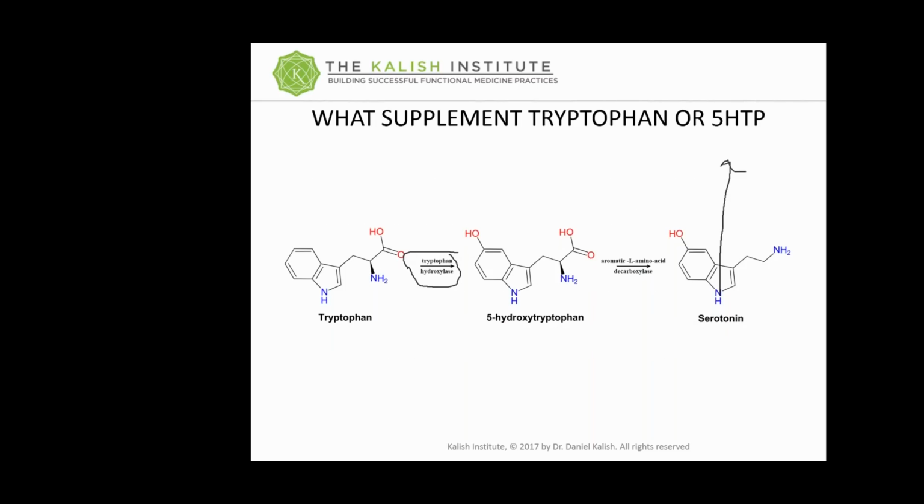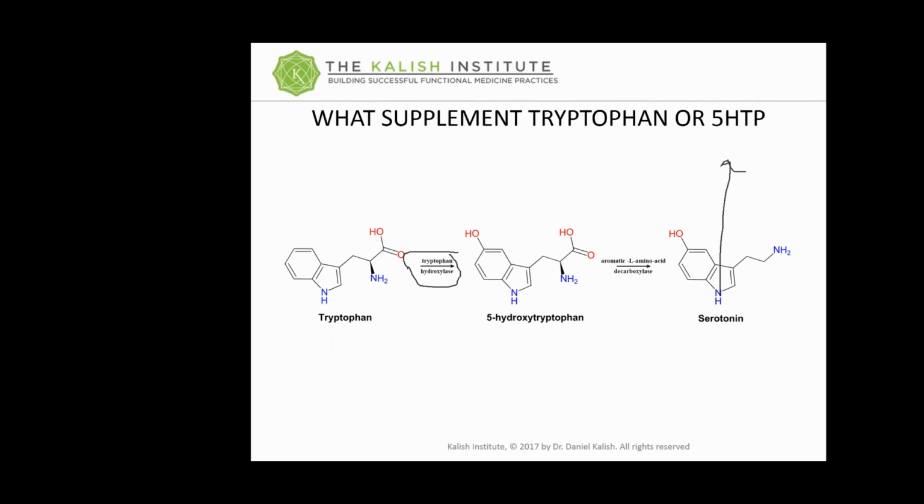There's a mechanism that'll shut down the conversion, okay? So what'll end up happening is you have a limited amount of serotonin that you can produce from tryptophan, okay? Because that enzyme shuts things off.